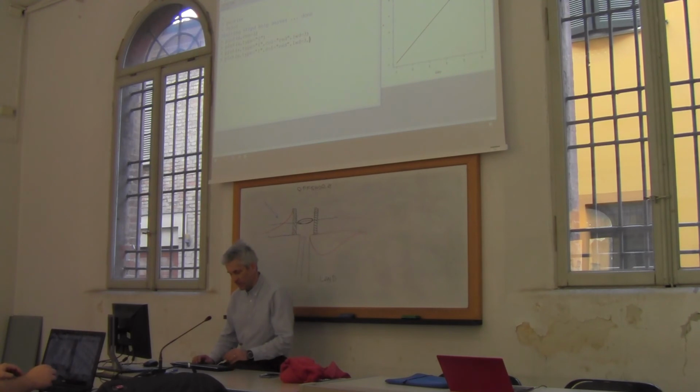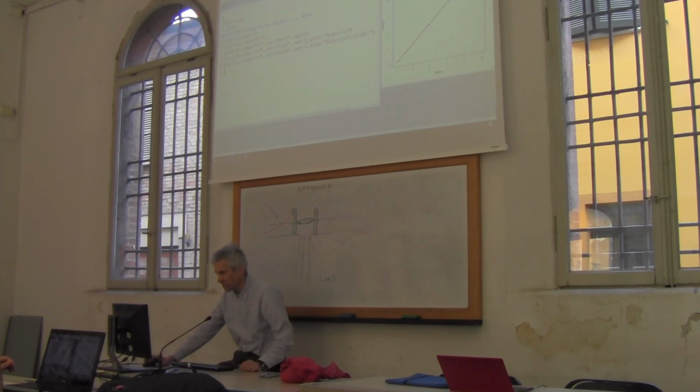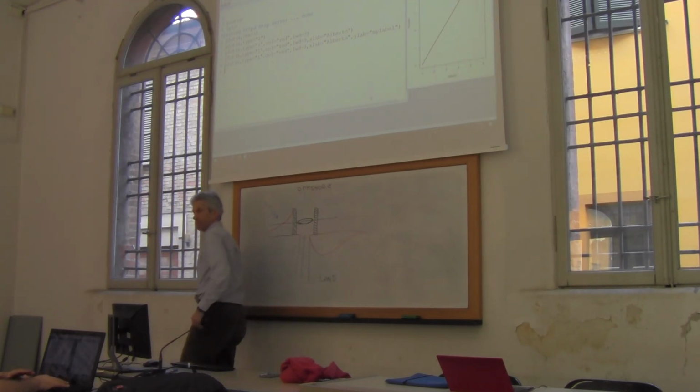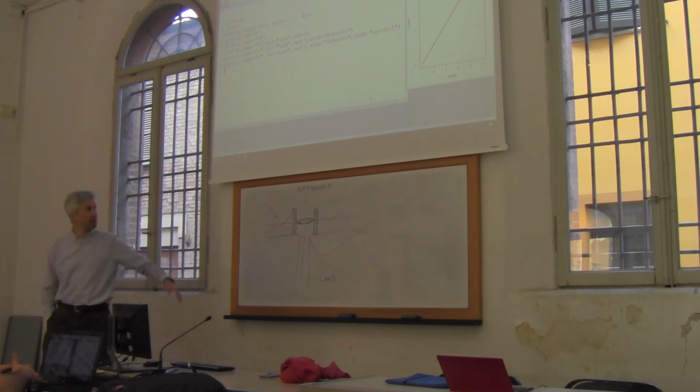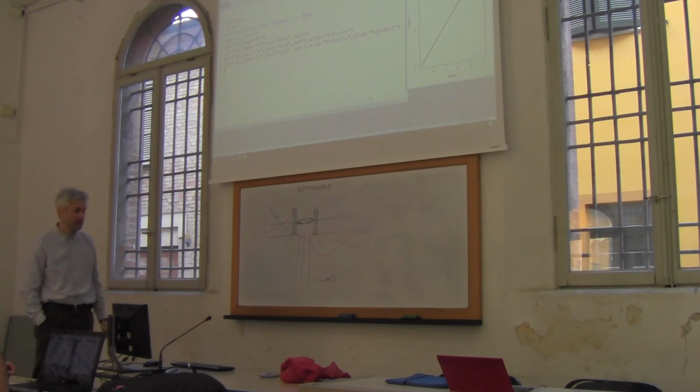Now, let me add something else. xlab equal to... you see I changed the label of the axis. xlab and ylab are the labels of the axis.